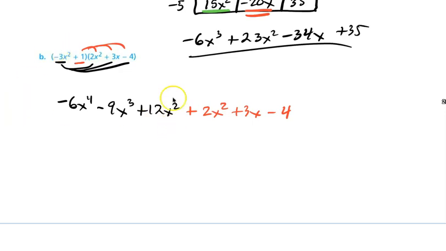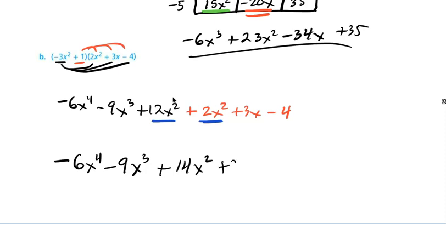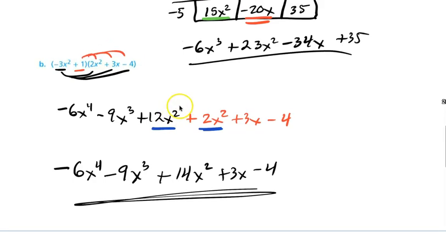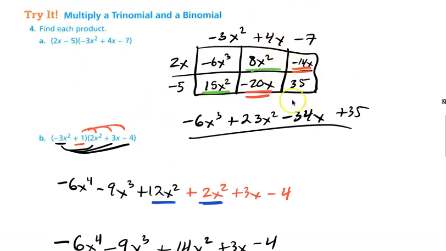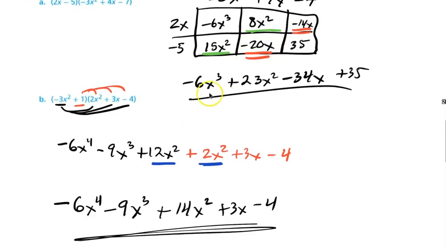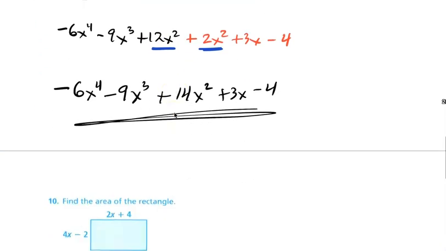Then we get to this part and we have to add up like terms. So we'll add the 2x's with the 2x squares. And I think that's it. That's the only thing that I could add. So I get negative 6x to the fourth, plus 9x cubed, plus 14x squared, 12x squared plus 2x squared, plus 3x minus 4. So there you go. So it doesn't matter to me which way you'd like to do it. This one's a little cleaner, but it does take a little bit longer, but it's all the same.